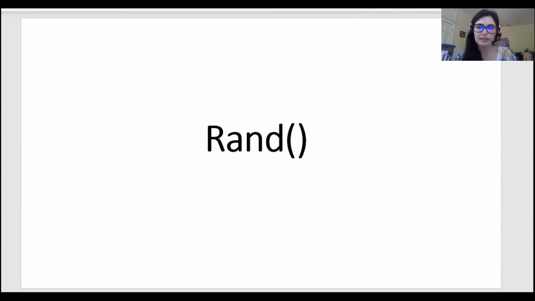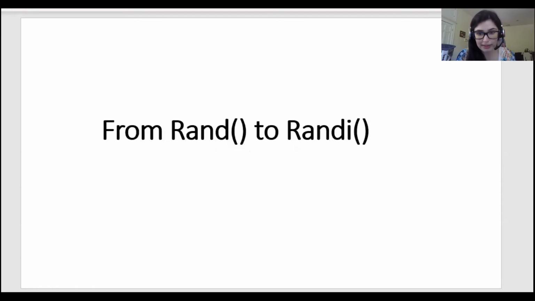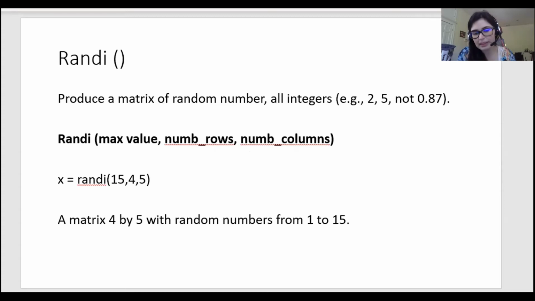If you want to create random matrices with integers, so numbers from 1 to infinite, for example 16, 50, 18, without the decimal parts, then you have to use randi, which works basically in exactly a similar way, just that it gives you integers instead of floats. Floats are the numbers with the decimal parts.